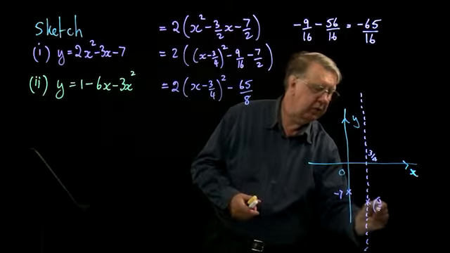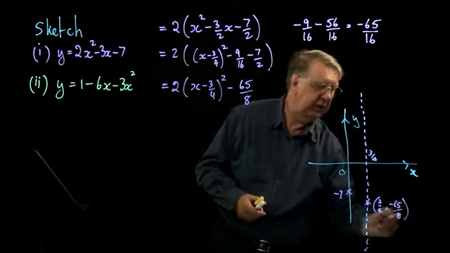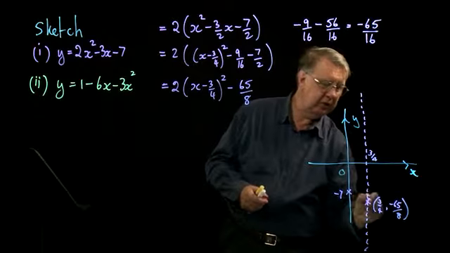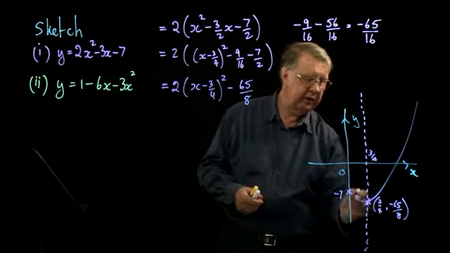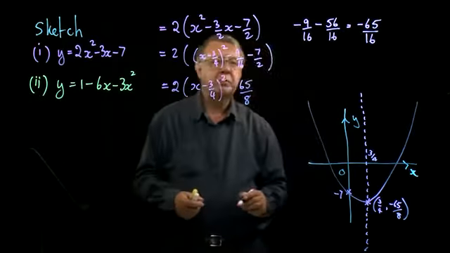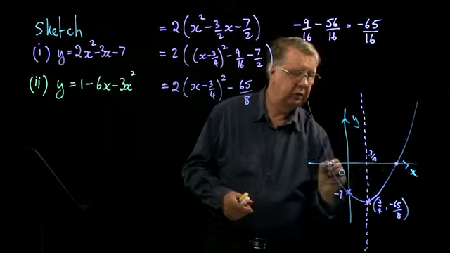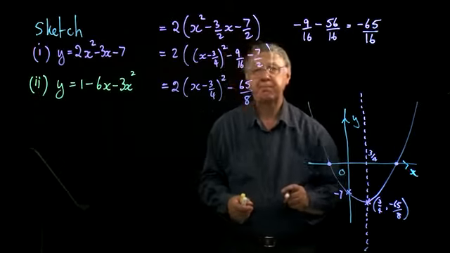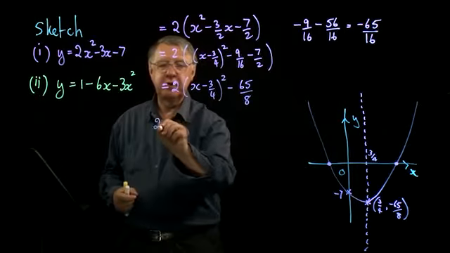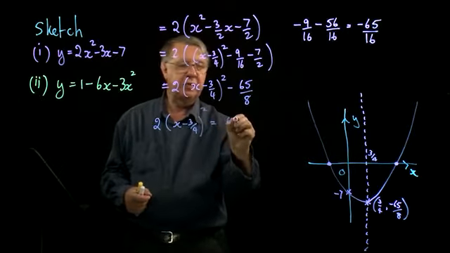as 3/4, minus 65 over 8. So that gives us a pretty good idea now, doesn't it, of what this graph looks like. So it goes up here and it goes up there. And the question may well say, find the points of intersection with the x-axis. So that's when y is 0. So we put this equal to 0. So 2x minus 3/4 squared must equal 65 over 8.